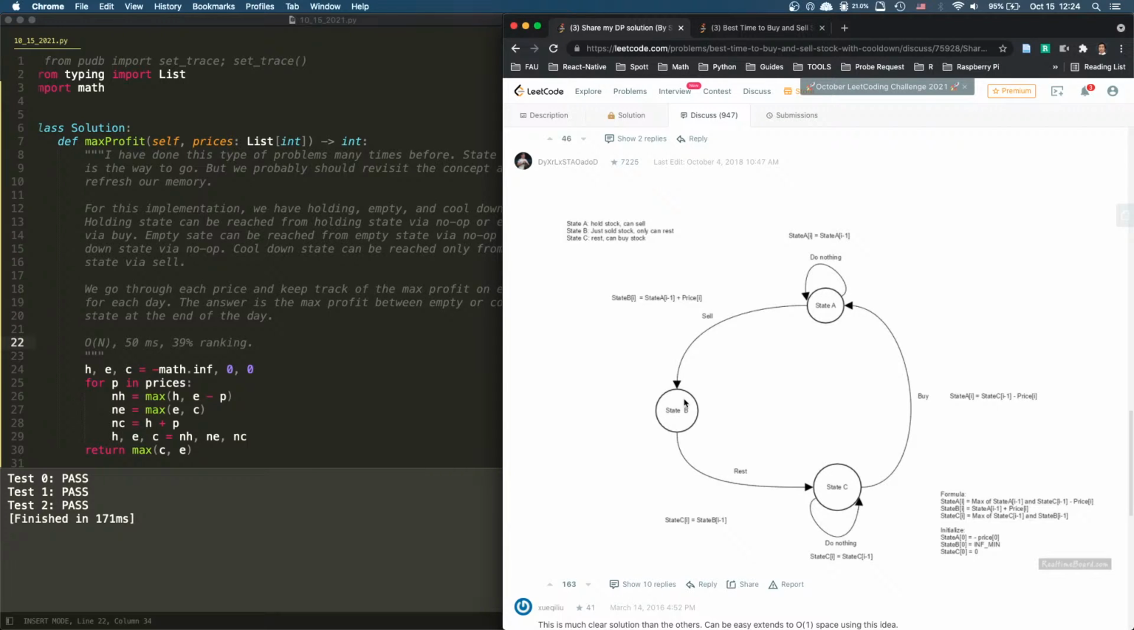B is going to be the previous state plus the price. Oh, when I set this to minus infinity and this to 0, then we transition from this, and it's the same because minus infinity plus the price is still going to be minus infinity. Okay.